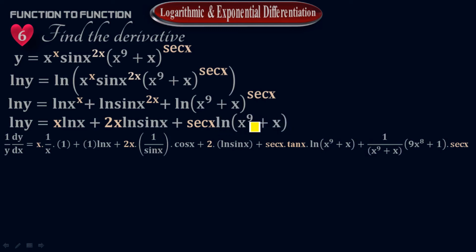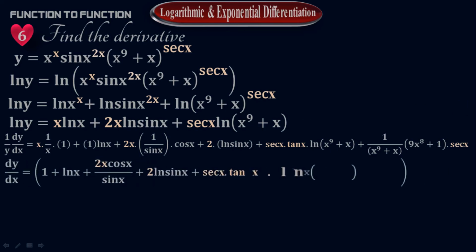So derivative of natural log of x to the 9 plus x is 1 over x to the 9 plus x times the derivative of the inner function. So derivative of the inner function is this, x to the 9 plus x. Derivative of x to the 9 is 9 into x to the 8, and derivative of x is 1, and then put secant x as it is. So I applied the product rule for all the three terms. Do simplification to get this expression.